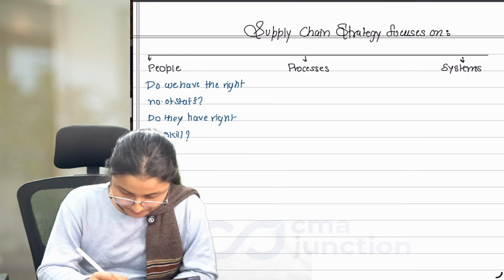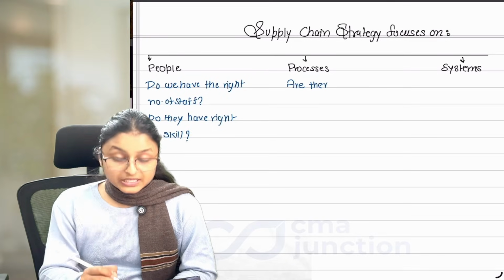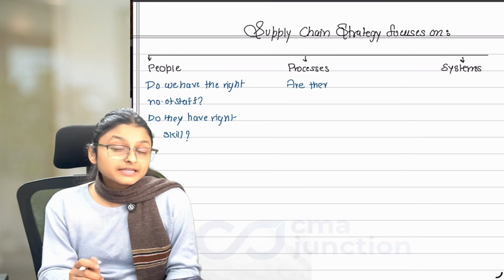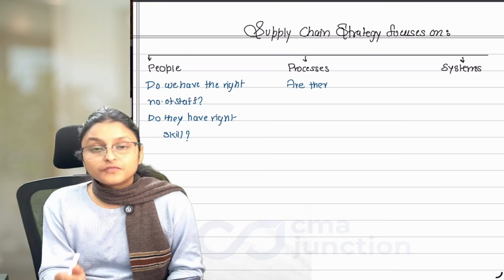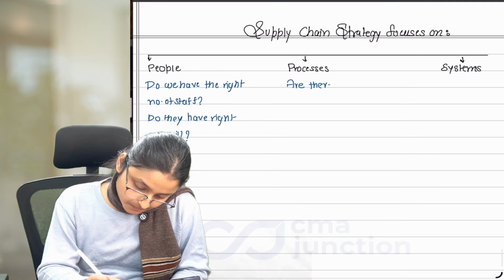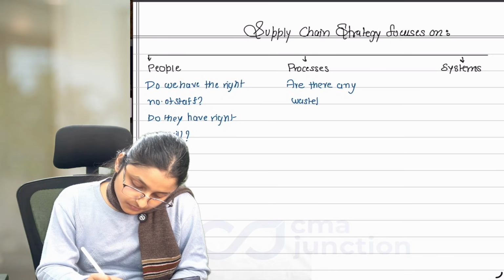Next is processes. In processes, we'll look into the process we are following: are there any wasteful activities which can be removed so the process can become faster?